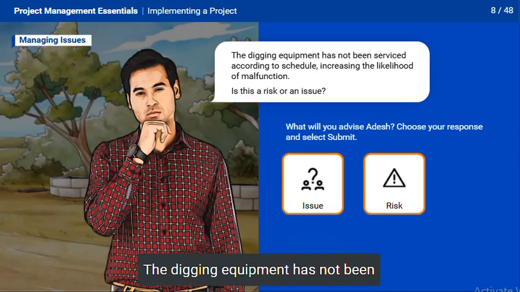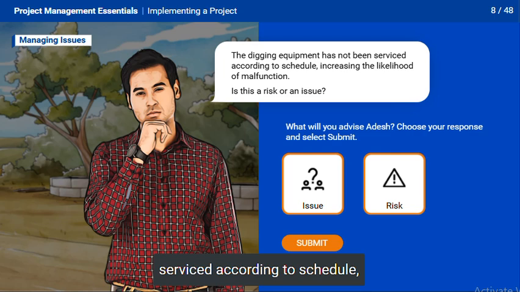The digging equipment has not been serviced according to schedule, increasing the likelihood of malfunction. Is this a risk or an issue?